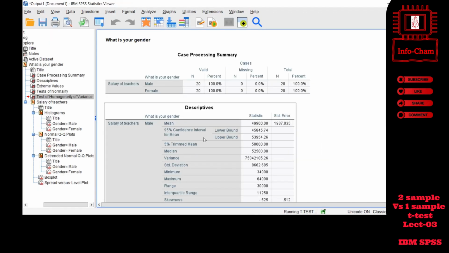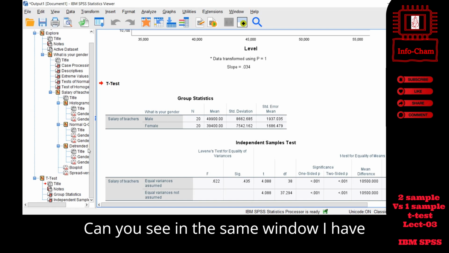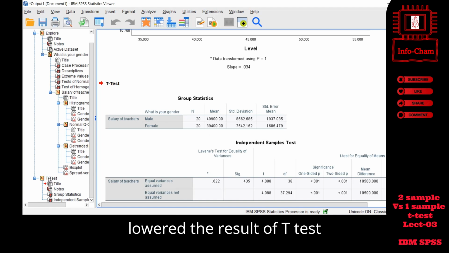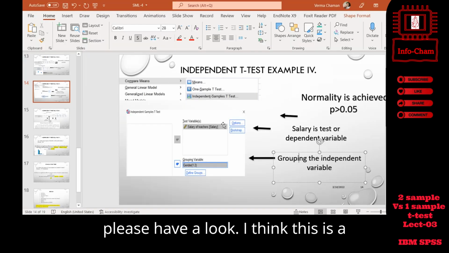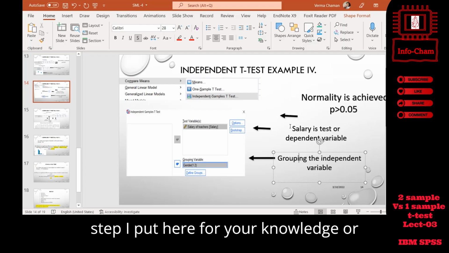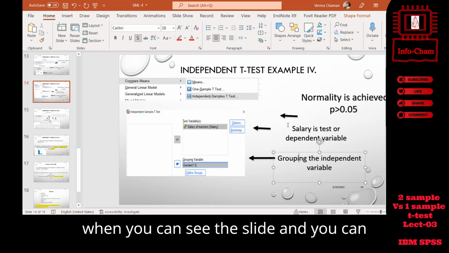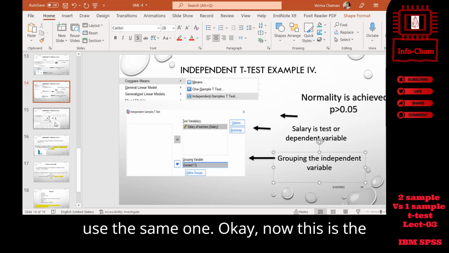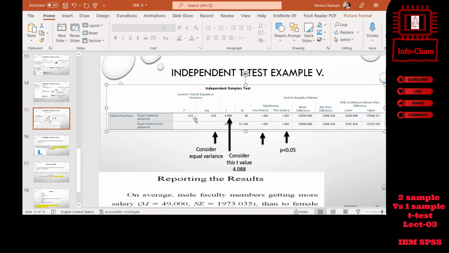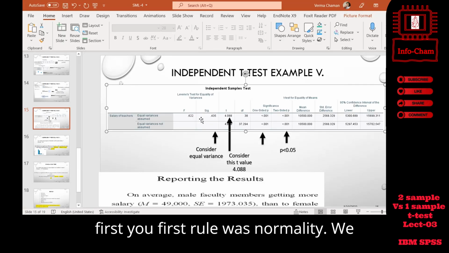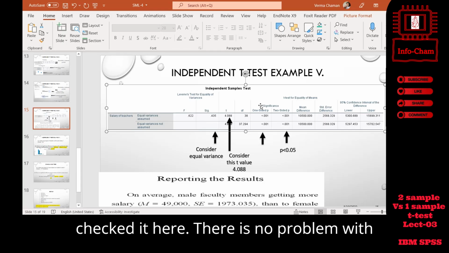Do it. Can you see in the same window? I have lowered the result of the t-test. So please have a look. I put this step here for your knowledge, and you can see the slide and use the same one. Okay, now this is the result. So please remember the first rule. The first rule was normality. We checked it here. There is no problem with the normality.